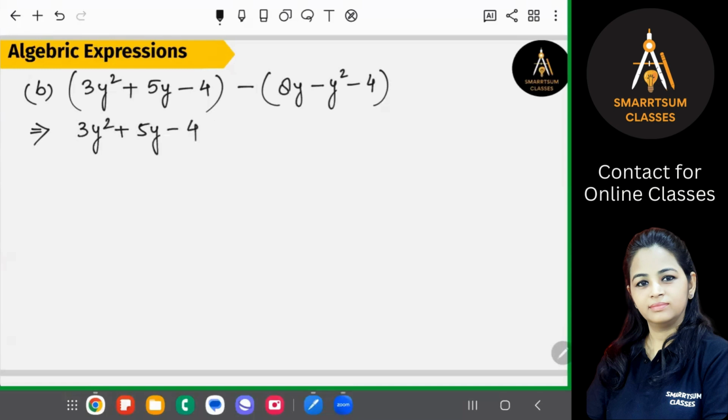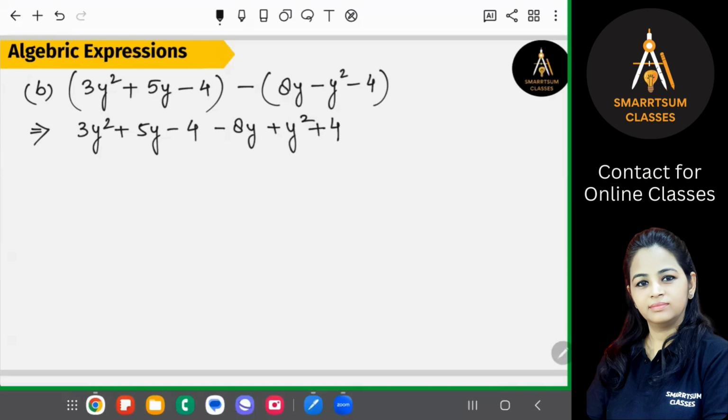Now coming to the second bracket. We have a negative sign outside, right? So what is the rule? The rule is that whenever we have a negative sign, we will change the sign of each and every term inside the bracket. Please remember this rule every time. So 8y will become minus 8y, y square is negative, so it will become positive. Minus 4 will become plus 4.